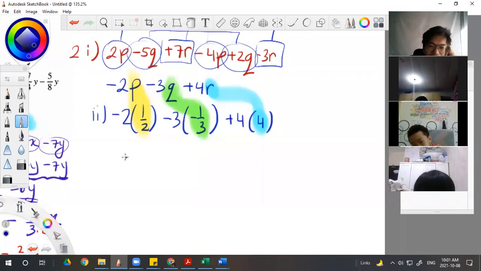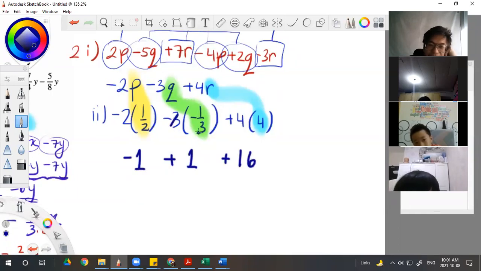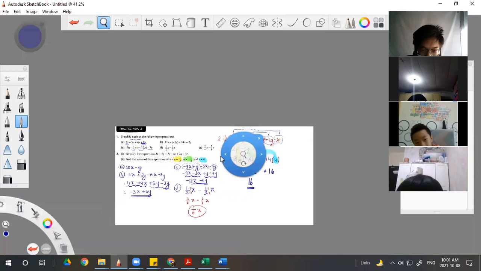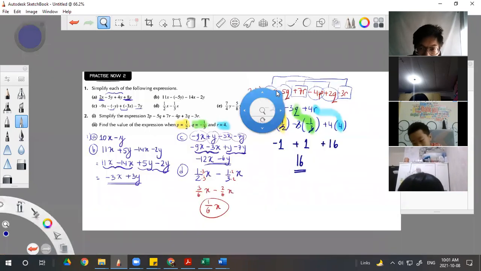2 times, negative 2 times half, negative 1. Negative 3 times negative 1 over 3 plus 1. Plus 16. Right? 4 times 4. Ini kan bisa di cross out. Ini juga cross out gitu ya. Tapi ini negative times negative. So negative 1 plus 1, 0. 0 plus 16, 16 itself. That's the answer. Okay. We are done for chapter 4A.